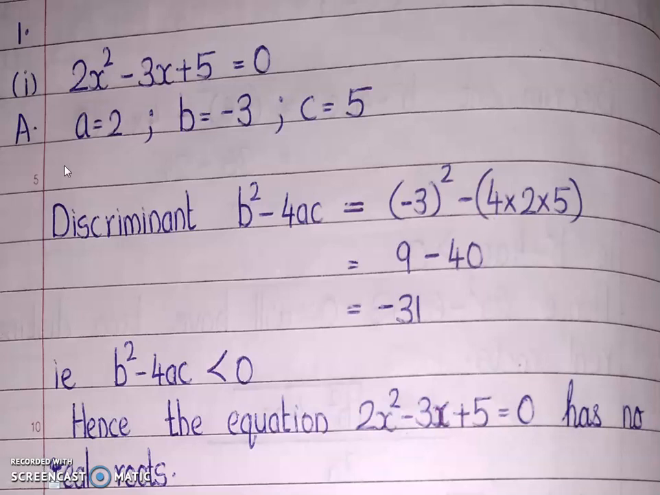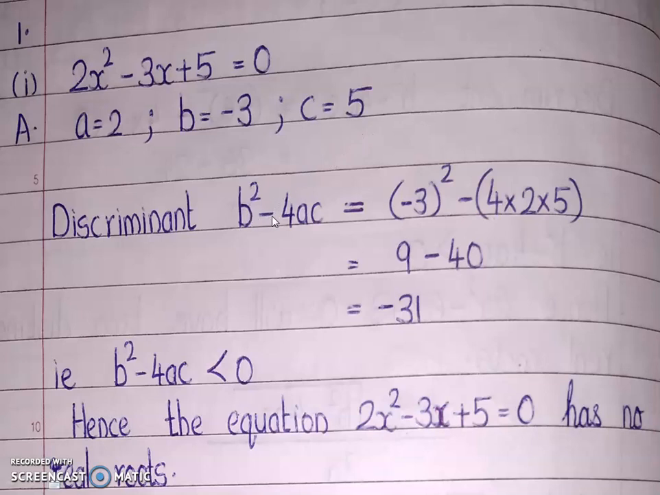Now, find what is A, B and C. A is the coefficient of x square, B is the coefficient of x and C is the constant term. So, in this question, A is equal to 2, B is equal to minus 3, C is equal to 5. How will you find the nature of the roots? By finding the discriminant.